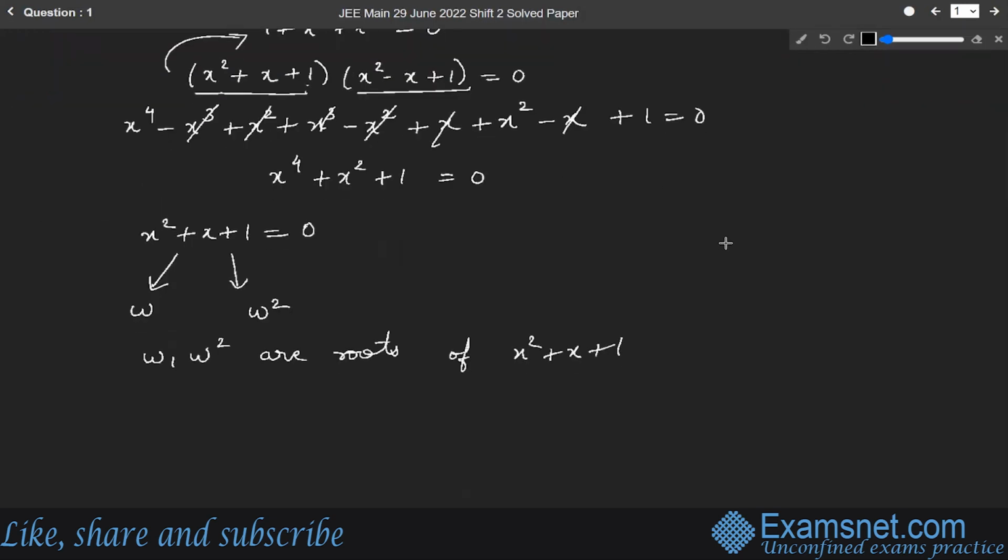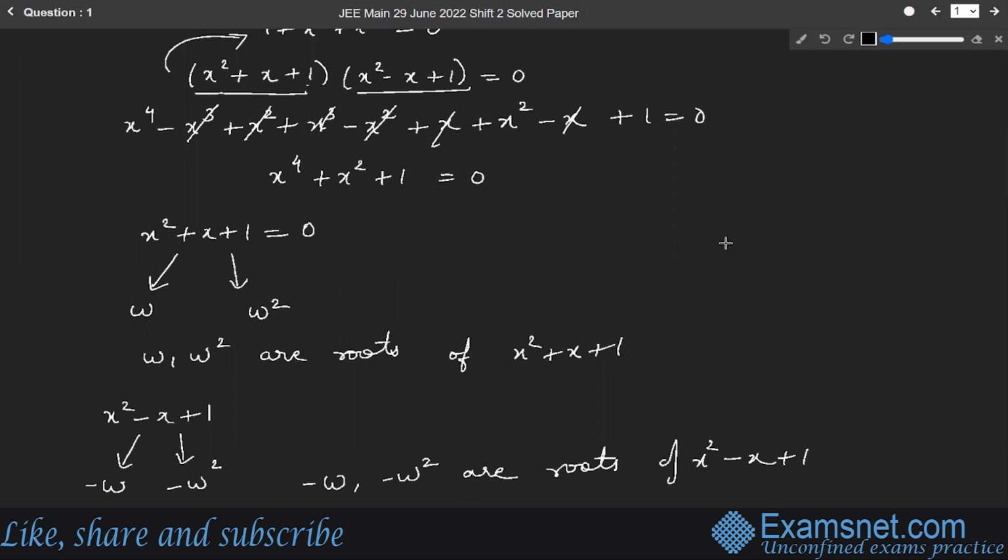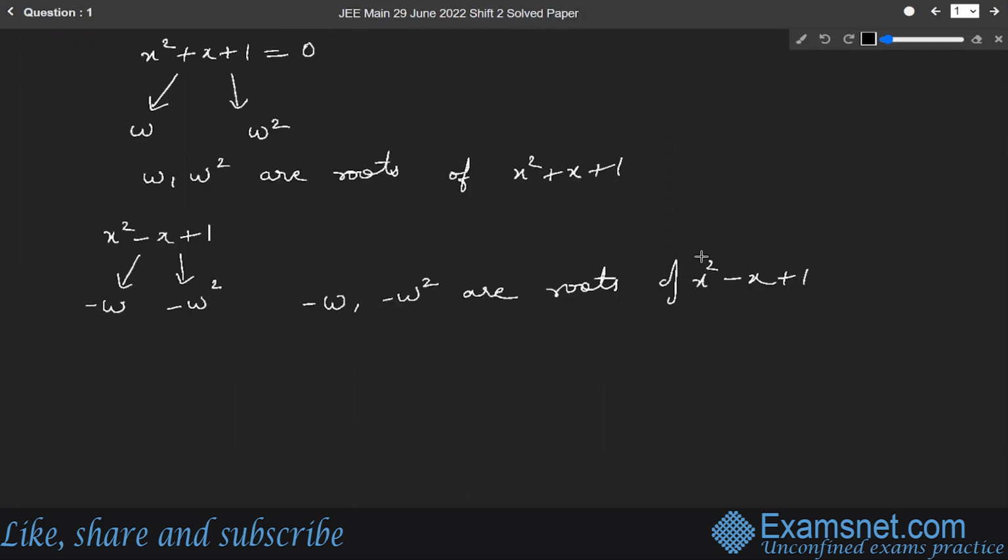When we talk about the second factor, x square minus x plus 1, then for this factor the roots will be minus omega and minus omega square. So we can say that minus omega and minus omega square are the roots of x square minus x plus 1. So in total we have four roots: omega, omega square, minus omega and minus omega square. These are the four roots.